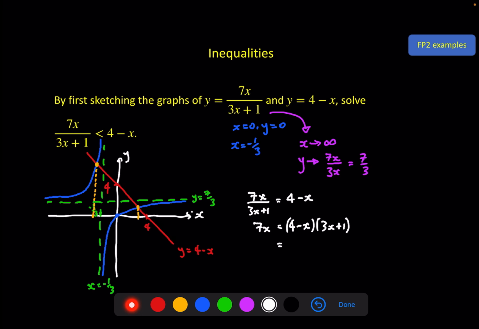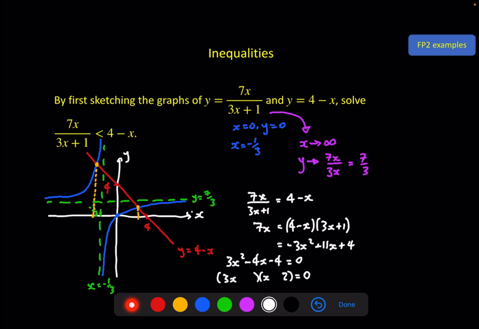Then we expand this out. We're going to get minus 3x squared. 12 minus 1 is 11x, plus 4. I like all of mine on the left with the x squared positive, so that will be minus 4x minus 4. And I think that will factorize.